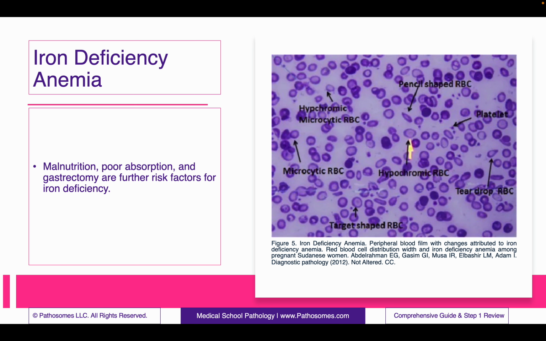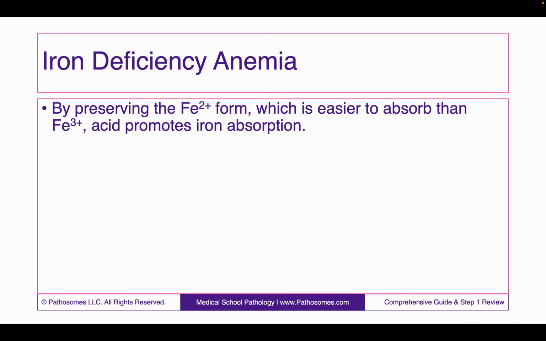And this image to the right points out various findings in a peripheral blood smear, signifying changes attributed to iron deficiency anemia, such as hypochromic red blood cells, target-shaped red blood cells, and microcytic red blood cells even. By preserving the Fe2+ form, which is easier to absorb than Fe3+, acid promotes iron absorption.